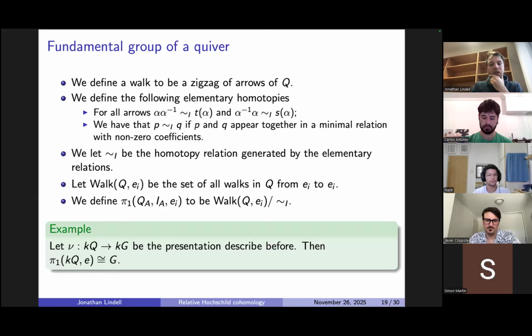So, for example, if we had the presentation we had before of the group, then in this case we precisely get that pi1 of the presentation at the fixed base point is isomorphic to G.